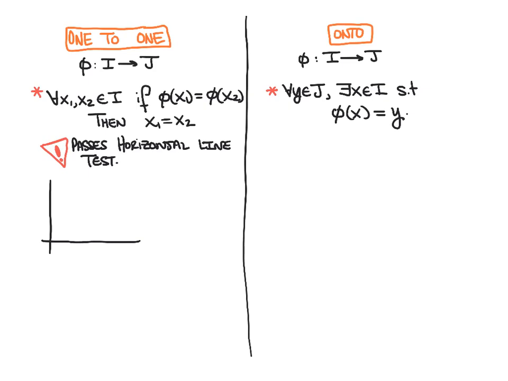So for example, if I were to draw you this function like this, and we're just looking on the real line, if I took a horizontal line at any point, it's going to hit two points. So there's an x1, there's an x2 that have the same image. So here's your phi of x1 and phi of x2. They have the same image, but they're not equal to one another. So this is not one-to-one.